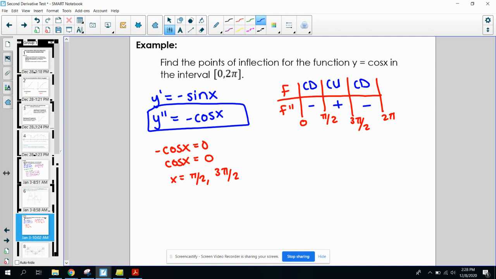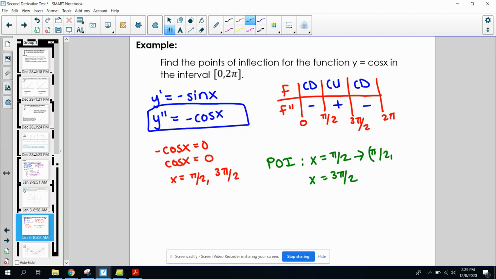Okay, so points of inflection happen where it changes from concave up to concave down, or vice versa, concave down to concave up. So I can see that it goes from concave down to concave up at pi over 2. So I have, I call them POI, so point of inflection at x equals pi over 2. And I have another point of inflection, because it goes from concave up to concave down, at 3 pi over 2. So usually, because it's called a point of inflection, we will write them as points. So that's pi over 2.